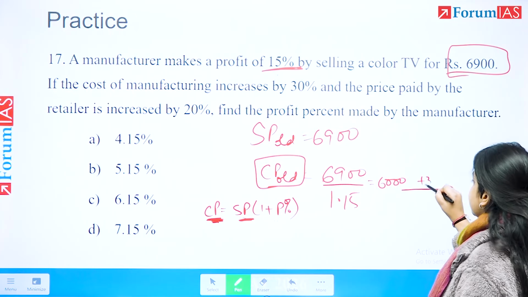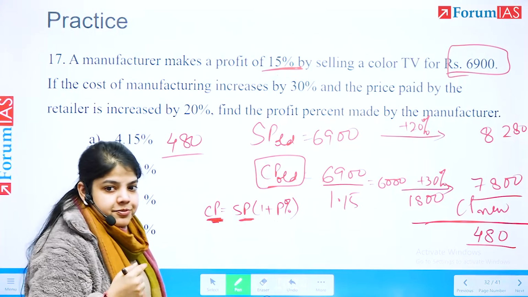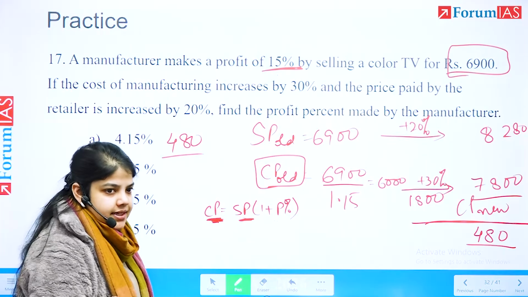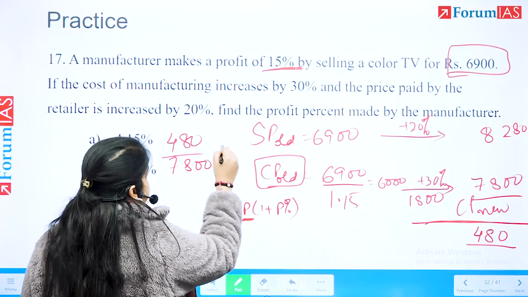8,280, 20% added. What is the profit percent? What is the amount of profit? 8,280 minus 7,800. What is the amount of profit? 8,280 minus 7,800, 480. What is the profit percentage? The amount of profit divided by cost price. What is the cost price? 7,800 into 100.